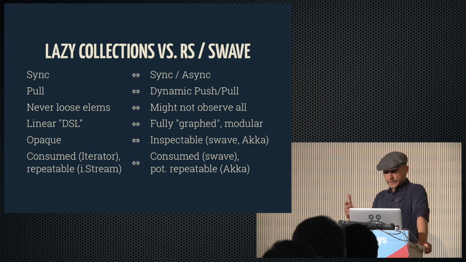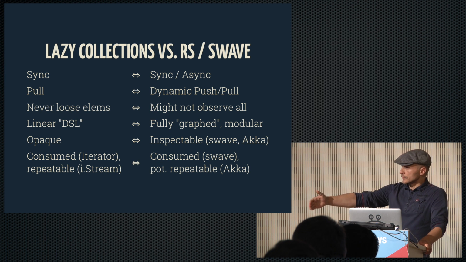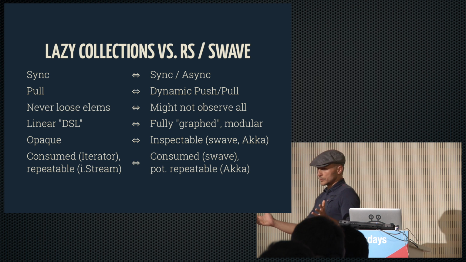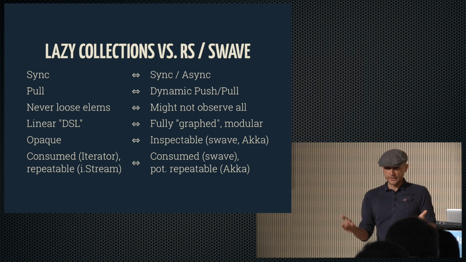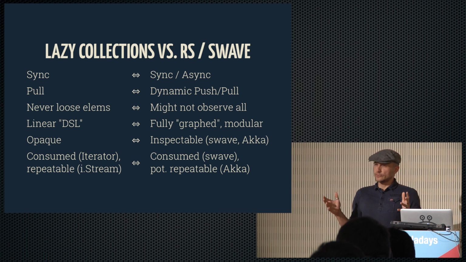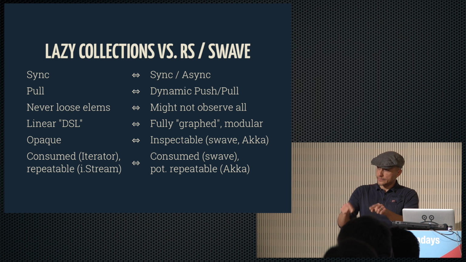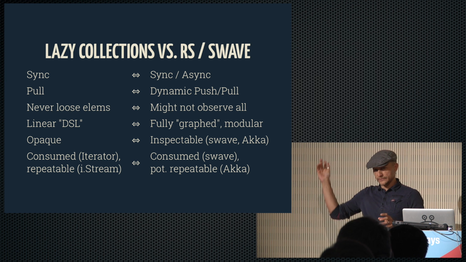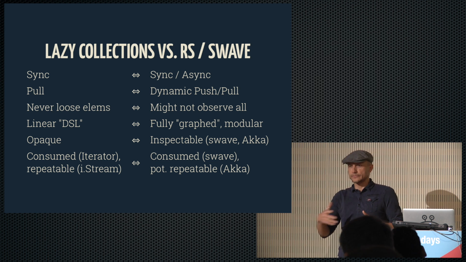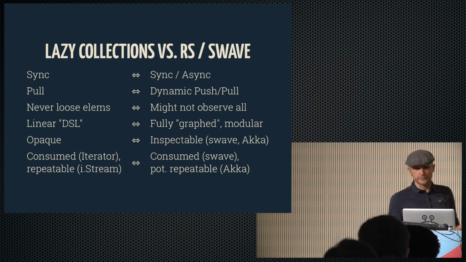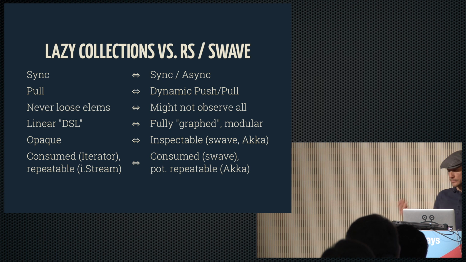If you have a lazy collection, like a number of transformations on an immutable Stream, then that's really opaque. You just get back a stream. There's nothing you can inspect. With Akka Streams and also with Swave, you can actually look inside of that transformation chain, as we'll see later, and inspect what is happening. Like, what is this graph, this pipeline, what does it consist of? Which is very helpful if you want to debug and other things.